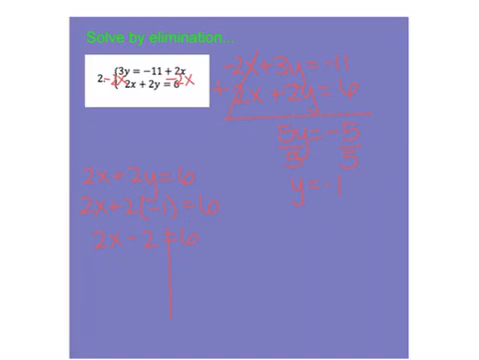Solving for x, I need to add 2. So I get 2x equals 8 and then divide by 2. So I'm going to end up with x equals 4. So the point I have, remember the x variable comes first, so I get x is 4, y is -1.